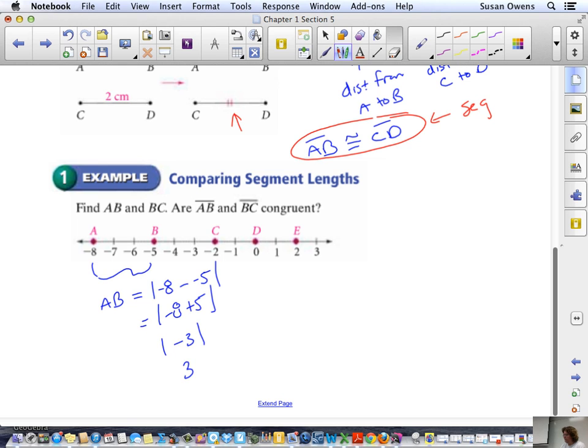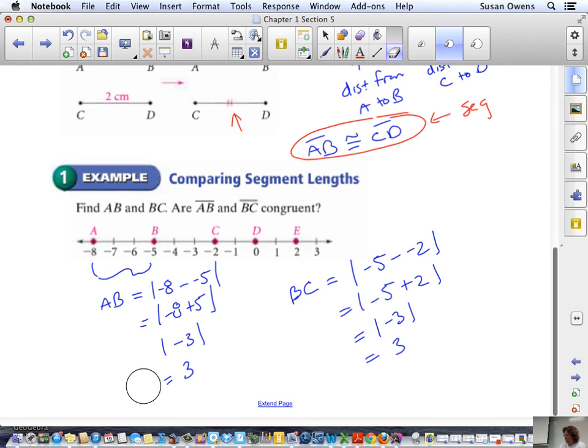I know most of us could have done that very easily, but I really just want you to see the process. So AB is distance 3. Now the other one, BC. BC is the absolute value of negative 5 minus negative 2, which is the absolute value of negative 5 plus 2, which is the absolute value of negative 3, which is 3. Sorry, I don't know why I put absolute values here. So BC is 3.